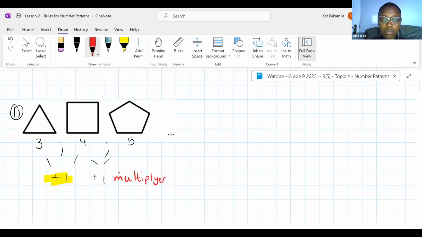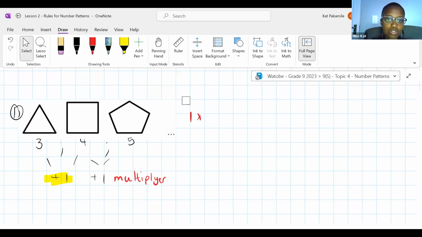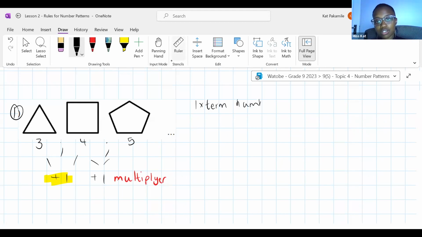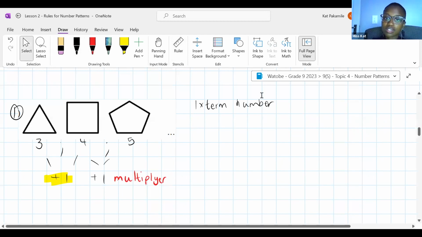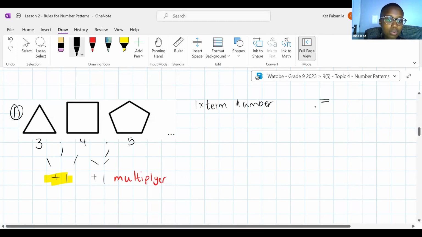Okay, so we're gonna say 1 times... I don't know why I started writing in red suddenly. It's making me nervous because red is what I use to mark. That's 1 times your term number. And which answer do we want after all of this, guys? After all of this that we are going through, what do we want to get? What's the outcome that we want? Equals. What's the outcome that we want?